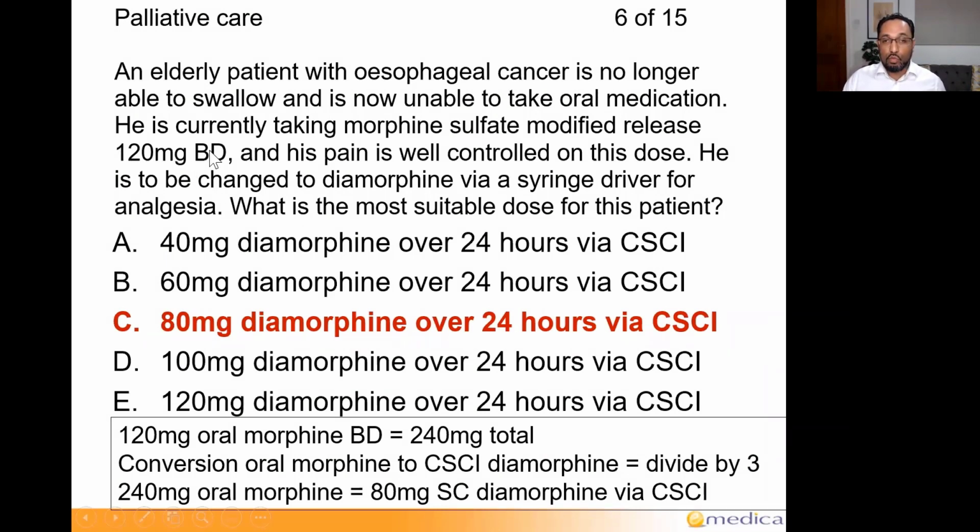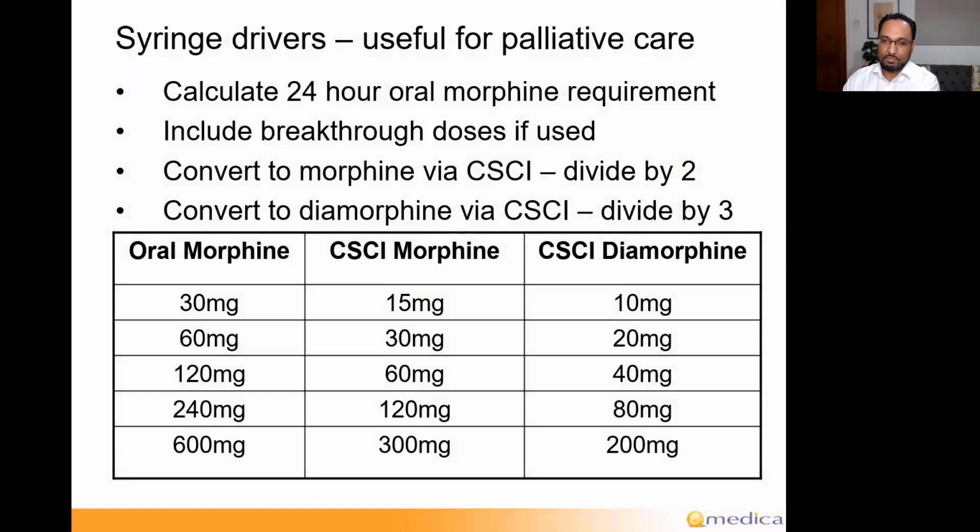Some people missed that this was twice daily. So they just thought, oh, 120, divide by three, that's how you'd get 40. You missed that they were having this twice daily. The other common mistake, people saw 120 twice daily, 240, and thought, oh, divide by two, and that's why they picked 120. But the factor for morphine by injection is two, for diamorphine, it's three, okay?